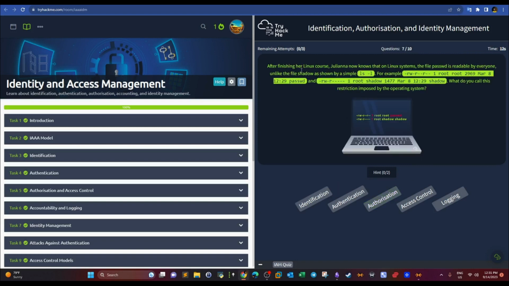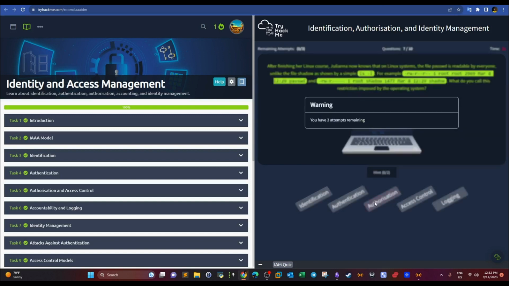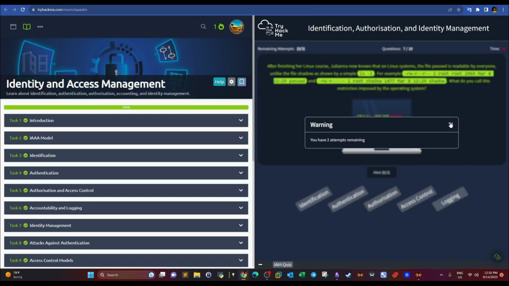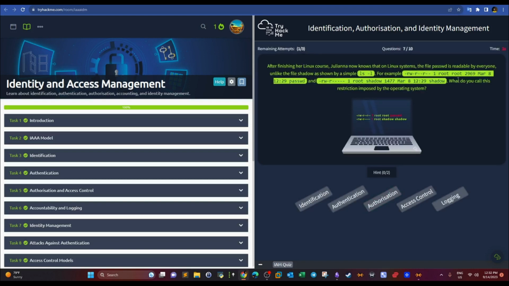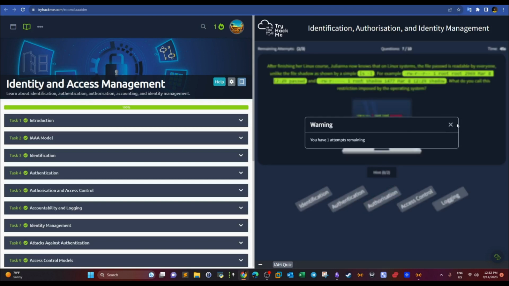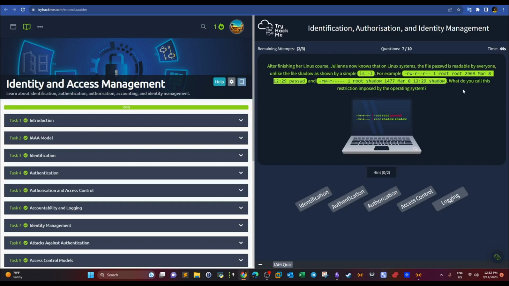After finishing Juliana's course, Juliana knows. What do you call this restriction imposed by the operating system? It is access control, authorization. We hit the timing. Okay. So what do you call this restriction imposed by the operating system? This is access control.